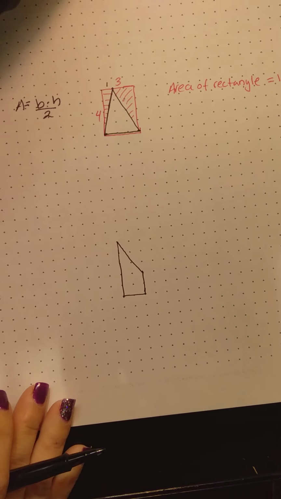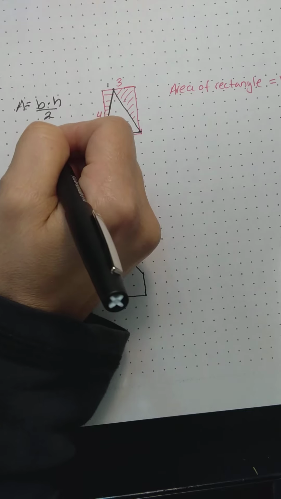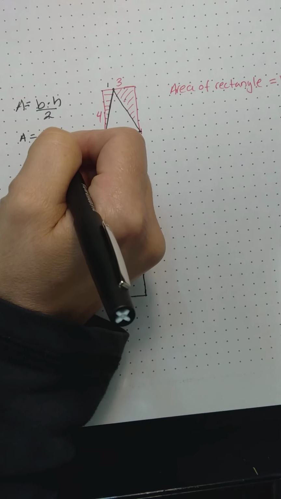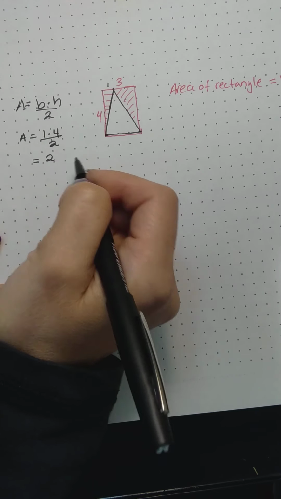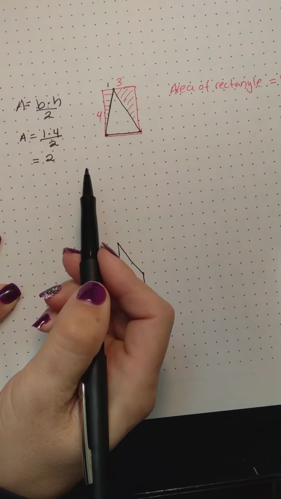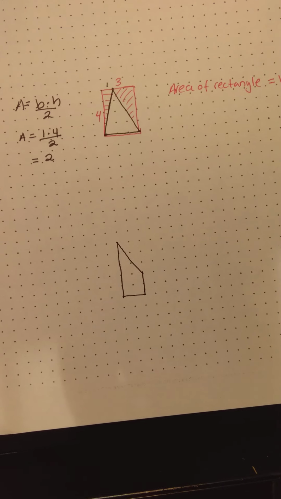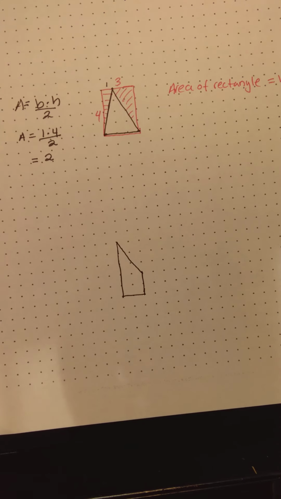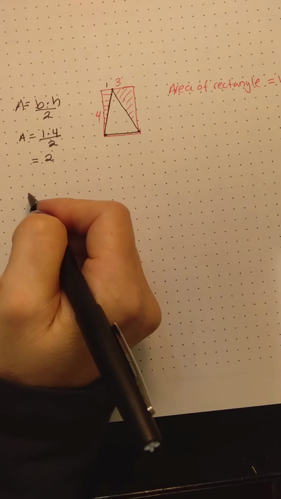Excuse my camera shake a little bit. I'm going to slide this over. So for that triangle, I would have 1 times 4 divided by 2. 1 times 4 is 4, and 4 divided by 2 is 2. So the area of this triangle right here would be 2. And the area of the triangle that I have on the right-hand side, I'll fit this down here.